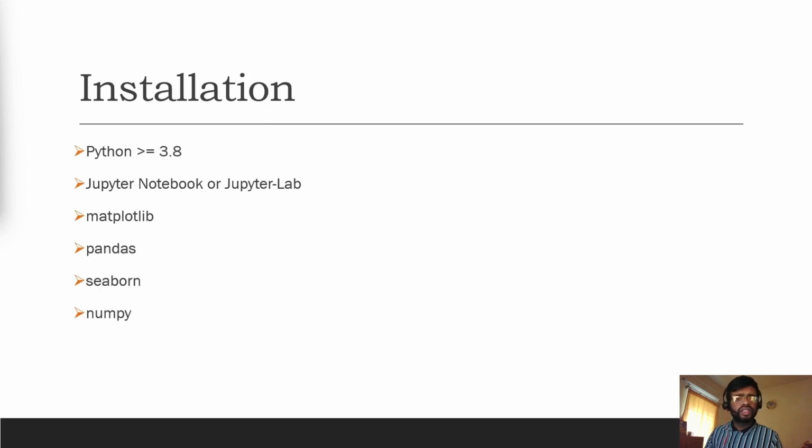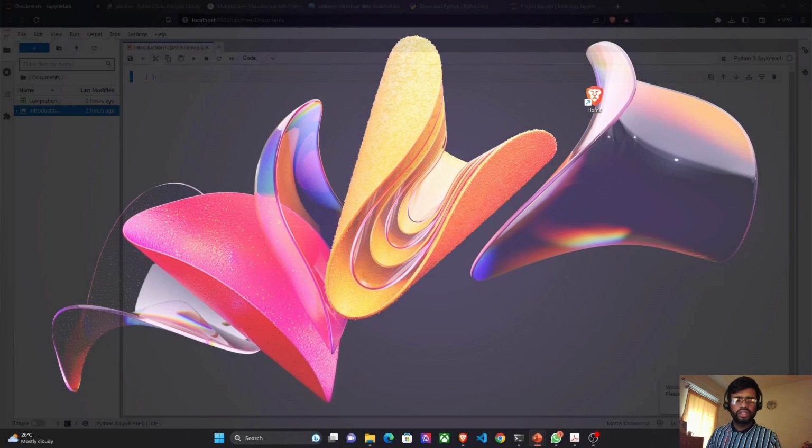So coming to the installation, we need the following software or libraries to be installed on our system to go further ahead, which includes Python, Jupyter Notebook, Matplotlib, Pandas, Seaborn, and NumPy. So let us have a look at how to install such software.